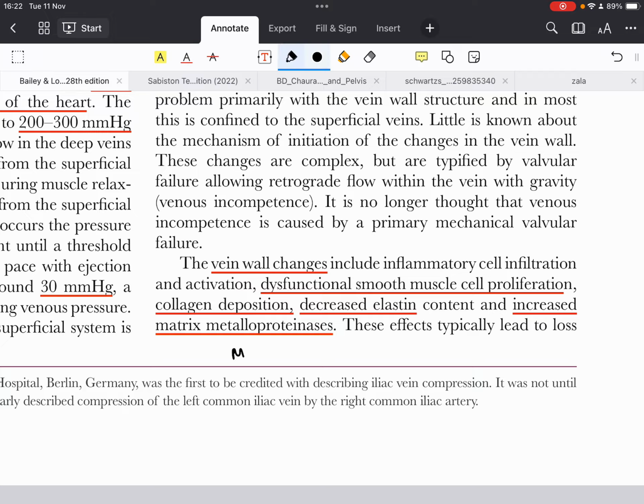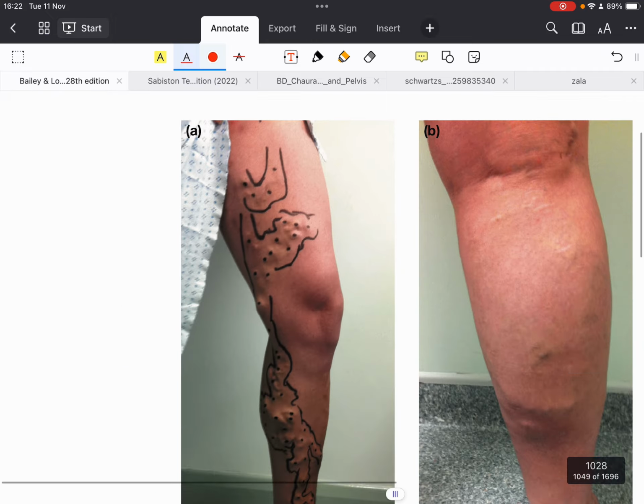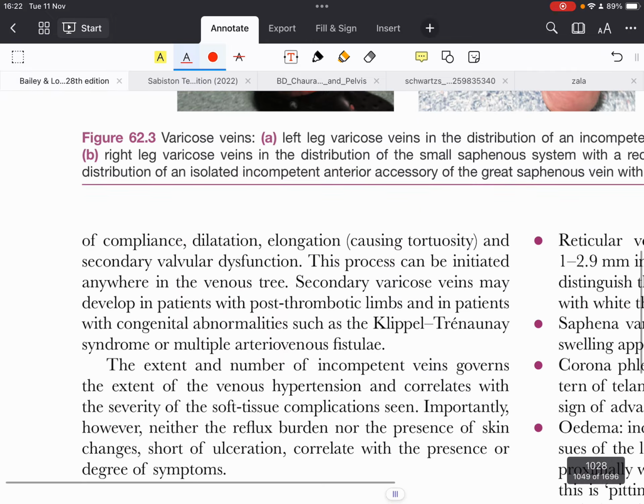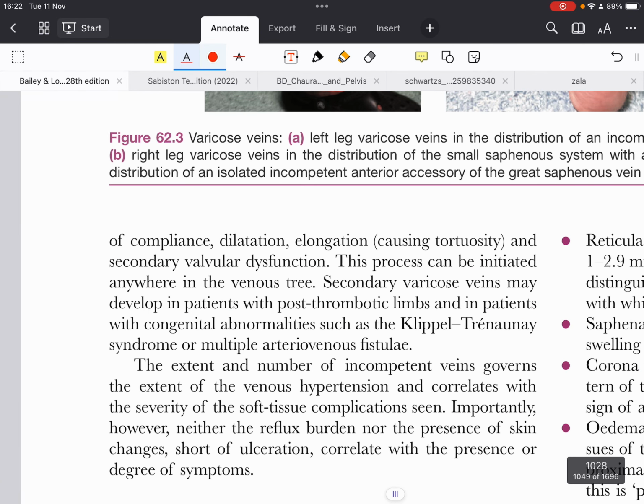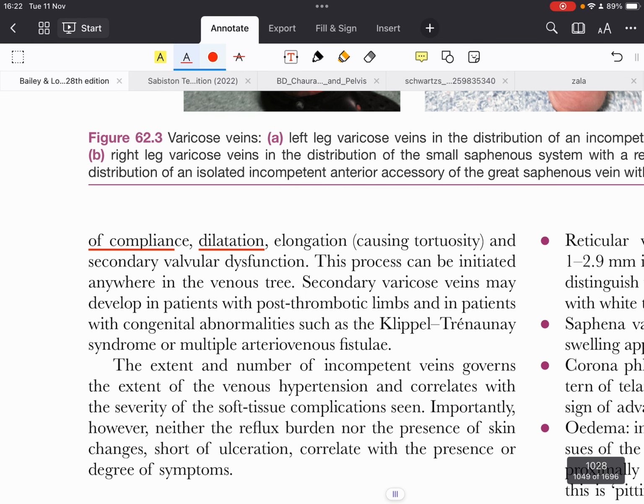Matrix MMP. These effects typically lead to loss of compliance, dilation, elongation causing tortuosity, and secondary valvular dysfunction. This process can be initiated anywhere in the venous tree.